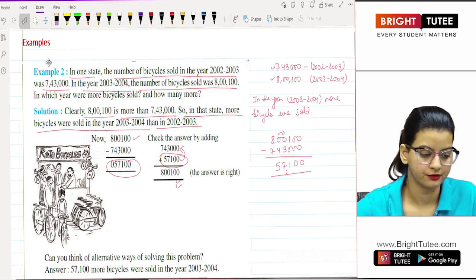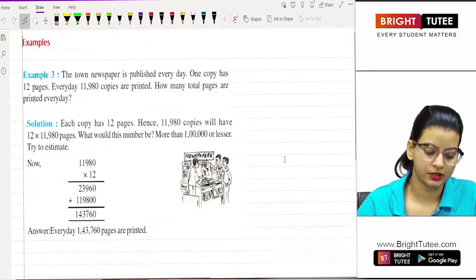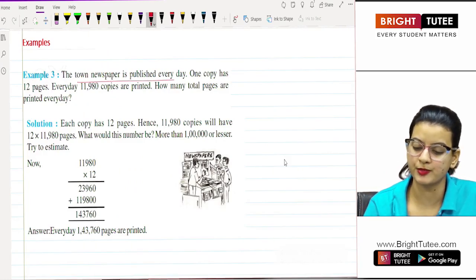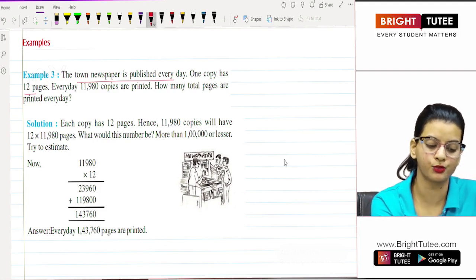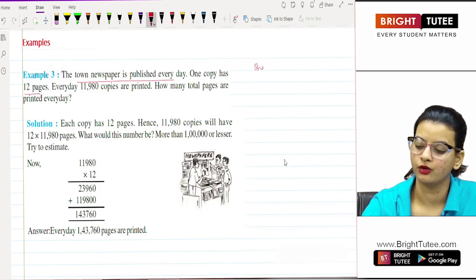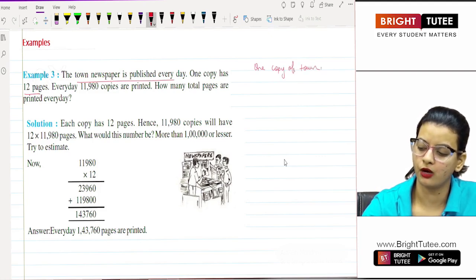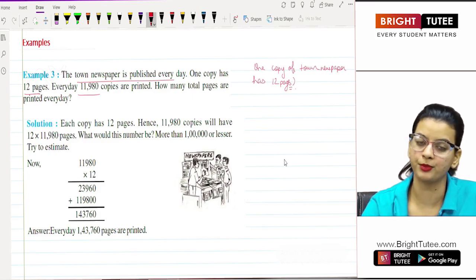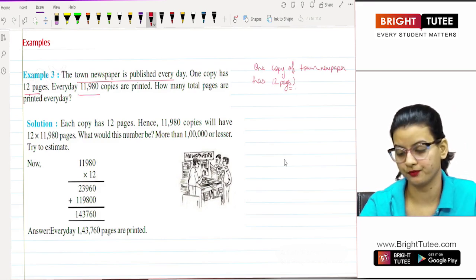Okay? Right. Moving ahead. Now, the third question is, the town newspaper is published every day and one copy of the town newspaper has 12 pages. Now, every day 11,980 copies are printed. So, how many total pages are printed every day?